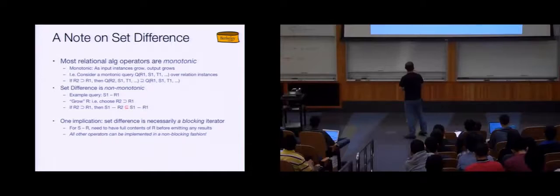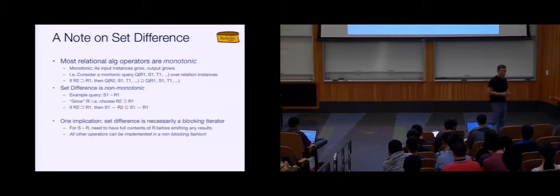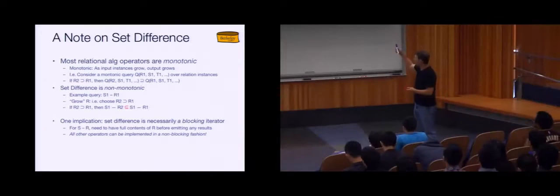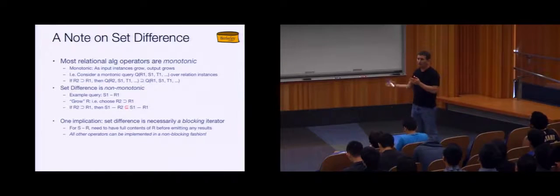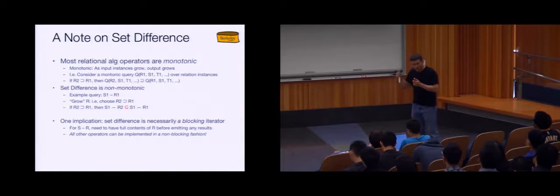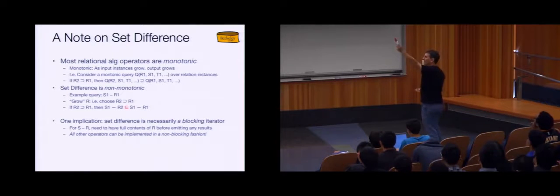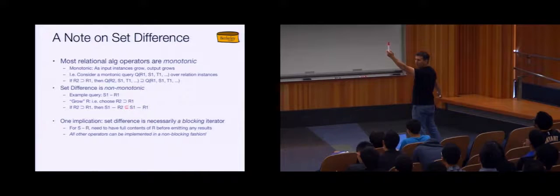A simple one is that when you implement set difference, it's a blocking operator, by which I mean you can't compute the answer to the query till you've seen all the tuples of R. So you have to say get next on R, for S minus R, until you've consumed all of R, and only then can you start producing tuples of S. Because think about it: if you have a tuple of S, a red pen, and there's no red pens in R, I can output a red pen. When do you know there's no red pens in R? Only when you've seen all of R.